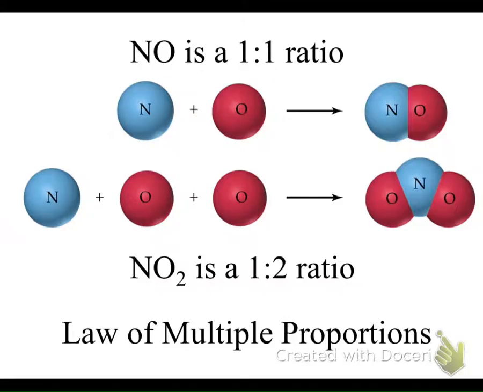This is just a picture representation of the law of multiple proportions, showing you that things are going to combine in whole number ratios. So NO is a ratio of 1 to 1, and then NO2 is a ratio of 1 to 2. So the law of multiple proportions helps us with that whole number ratio.